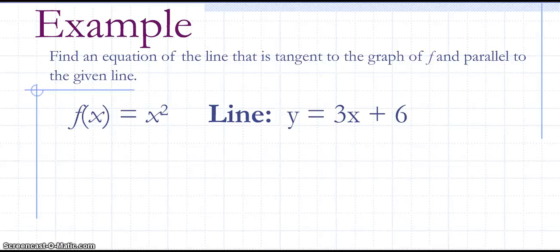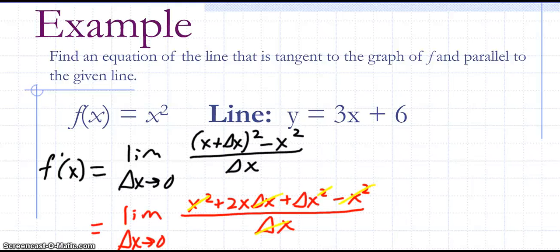So I want you to find the equation of the line that's tangent to this graph and parallel to the line y equals 3x plus 6. Pause the video, unpause when you're ready to check your work. Alright, so what's tricky about this is we know this is going to be the slope of the tangent line. The slope of the tangent line is 3 because it's going to be parallel to y equals 3x plus 6. So I need to find the derivative of the function and set it equal to 3 to find the point.